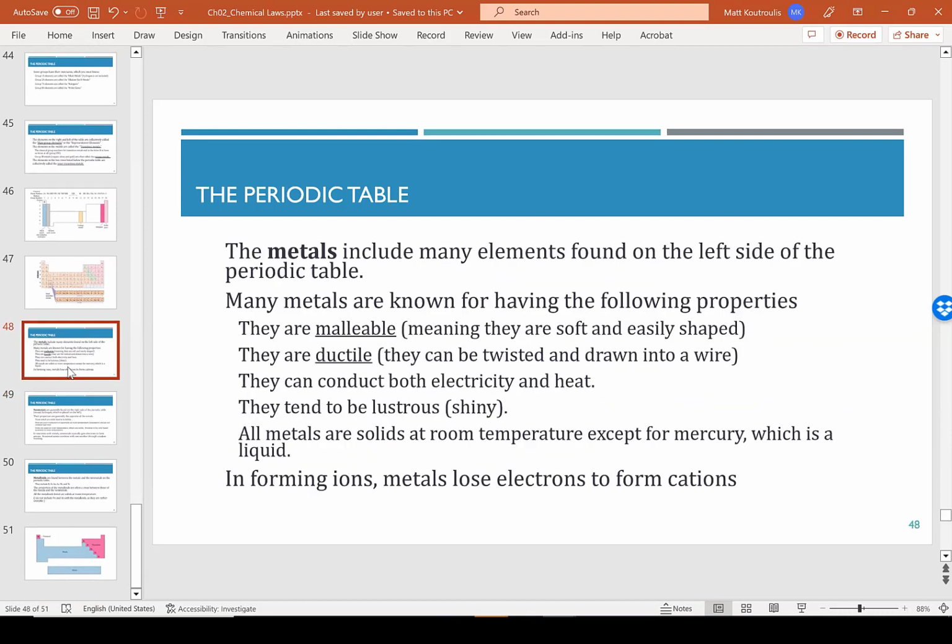So metals, again, all elements except for hydrogen on the left, tend to have certain properties reasonably in common. Most metals are malleable to a certain degree. Malleable means you can easily shape them, like with a hammer, for example.